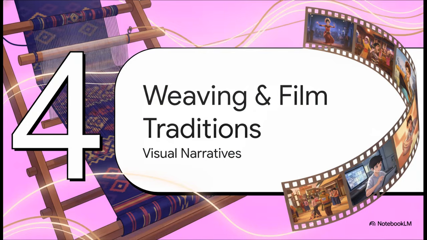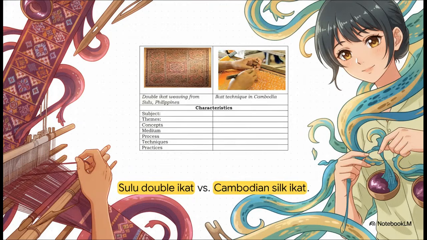Section 4, Weaving and Film Traditions, Visual Narratives. Now we're transitioning into the Visual Arts Pavilion. Here, we're focusing on how cultural stories are meticulously constructed, whether that's by weaving physical threads on a loom or framing a cinematic shot on a screen. Let's apply our toolkit lenses to weaving practices.